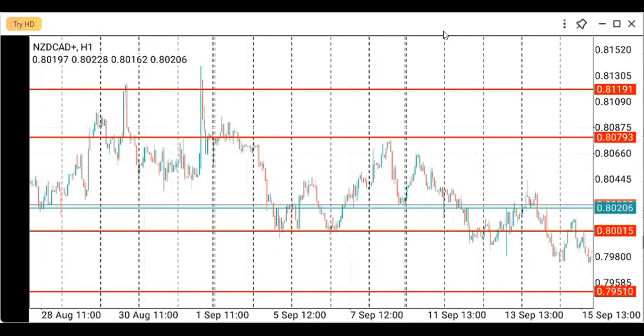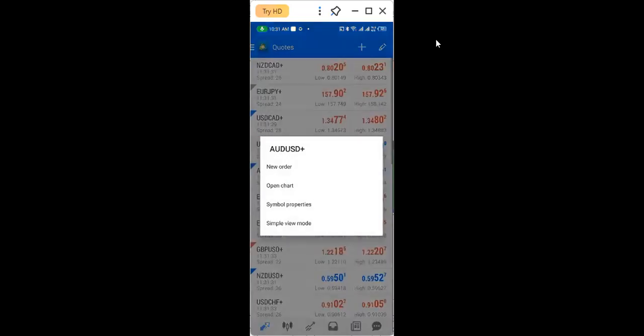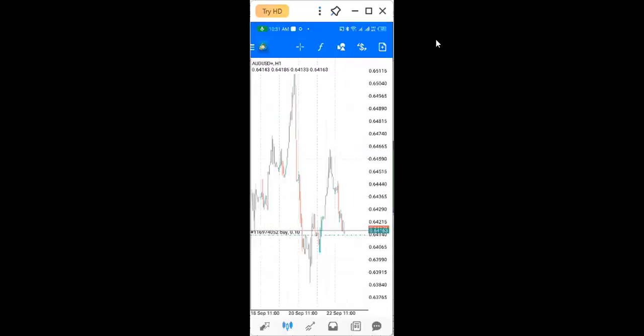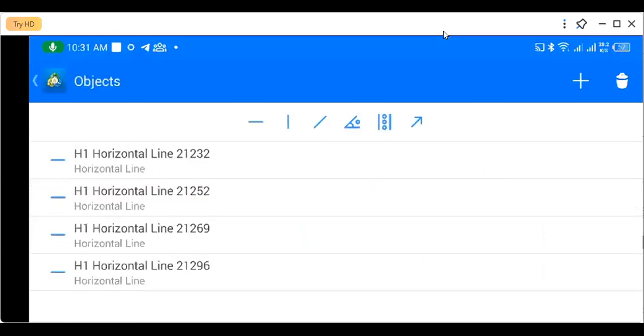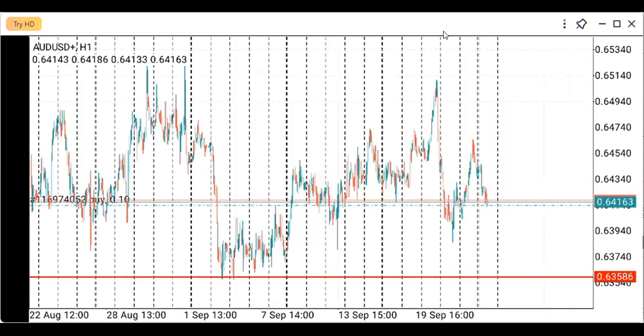So I can go to another chart again. So let's say I go to the chart of AUD USD. Regardless of the time frame I'm looking at, there's always support and resistance on all time frames, all of them. Just that the higher time frame is stronger than the lower time frame. All right. So I can see my support here. I first need to mark them out.